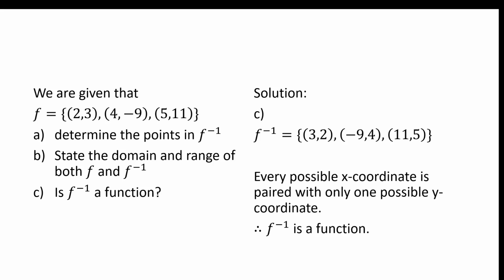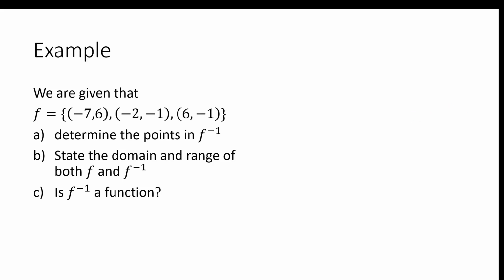For part C, let's go back and remind ourselves what f inverse was. This is a function because there's only 3 possible x values, and when x is 3, I know y has to be 2. When x is -9, I know y has to be 4. When x is 11, I know y has to be 5. There's never any question.